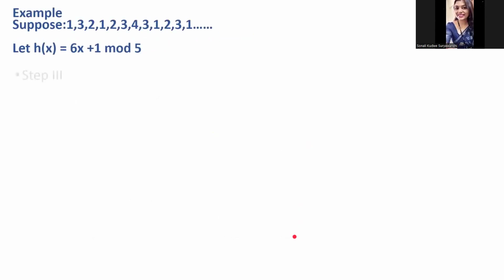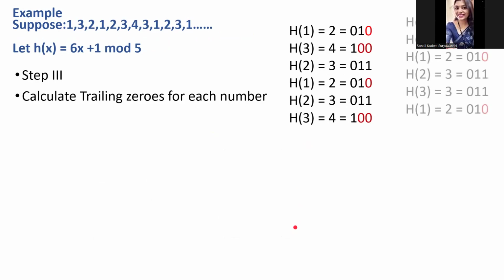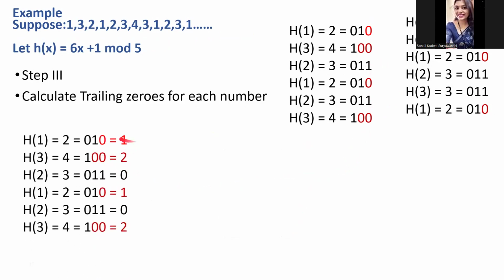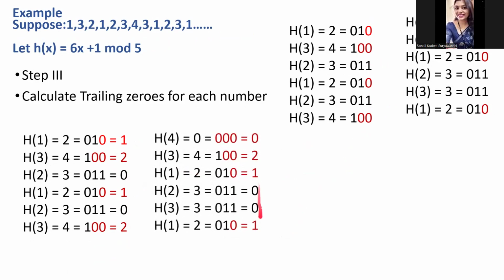So you need to write down these trailing zero values for these elements. As I mentioned earlier, these are the numbers of trailing zeros. So just write them down. Okay, so these are the trailing zeros which I have written.